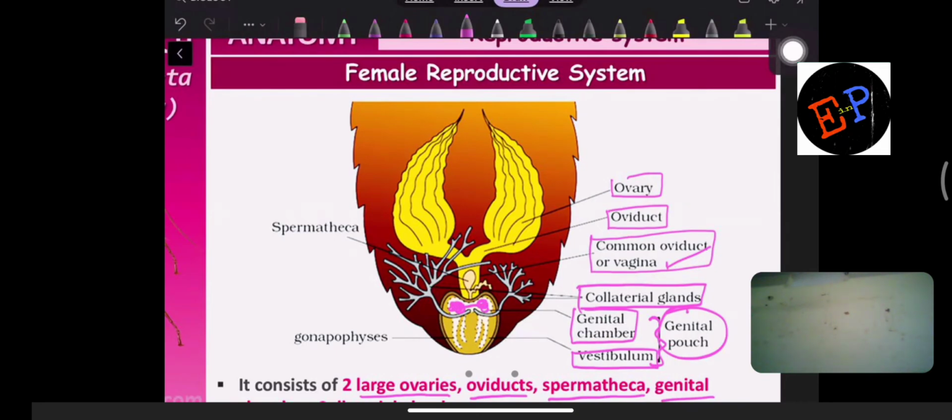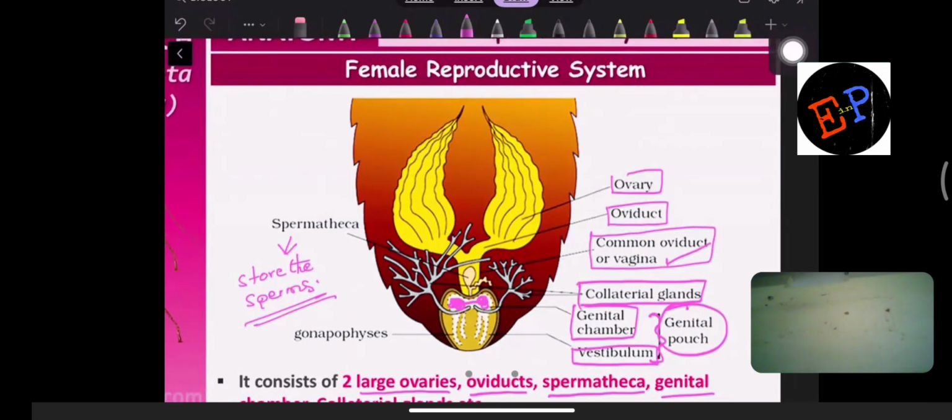So these are the different structures present in the female reproductive system of the cockroach. Which are the parts present? Two large ovaries are present, oviducts are present, spermatheca is present. What is the function of the spermatheca? The function of the spermatheca is again to store the sperms. The sperms released by the male are stored in the body of the female in this small sac-like structure called the spermatheca. Understood? Then we have the genital chamber. Then collateral glands are also present.